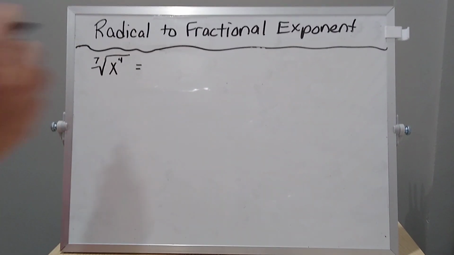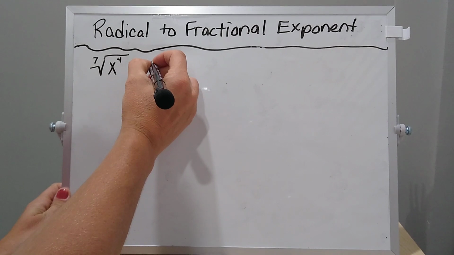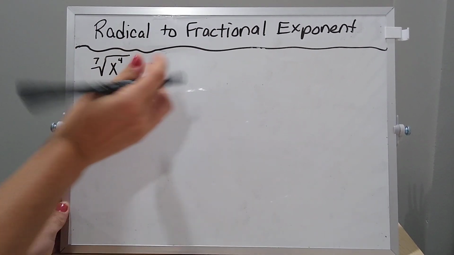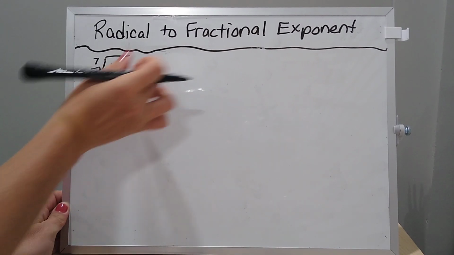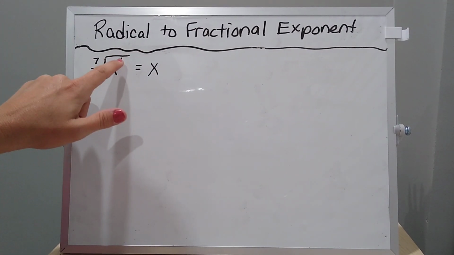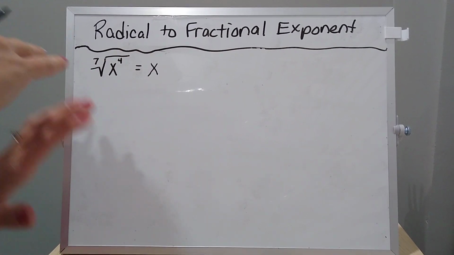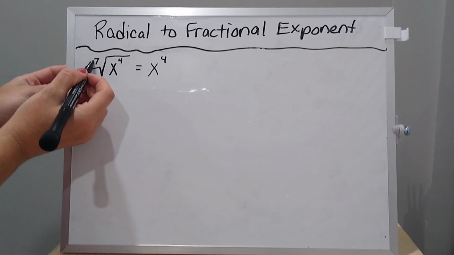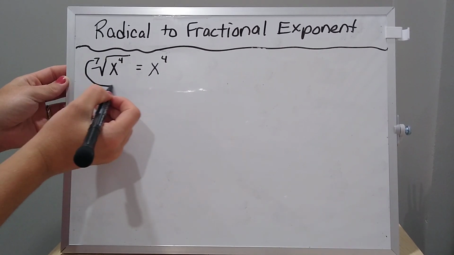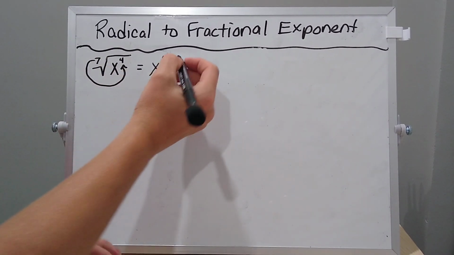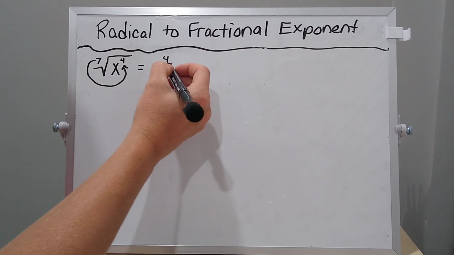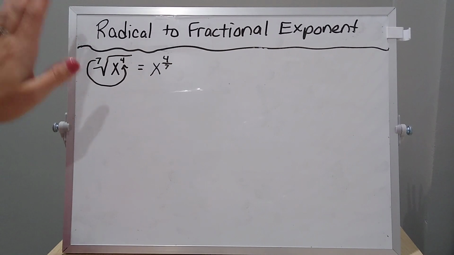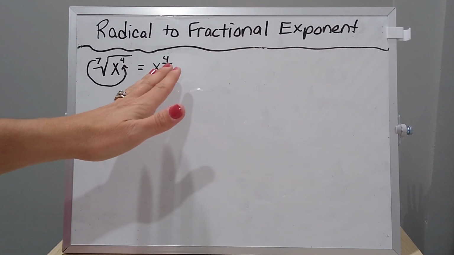Now, one thing to remember when you are changing to a fractional exponent, you're going to have your base, and then the power of the radicand is going to stay in the numerator. So we'll put that there. And then just think of your index as just coming around, and it's going to go underneath that power. So 4/7. That's it. So you change it from the radical to the fractional exponent.